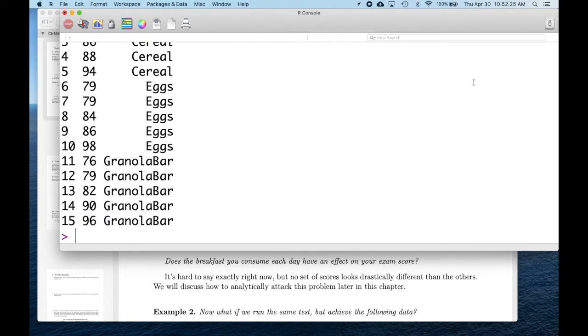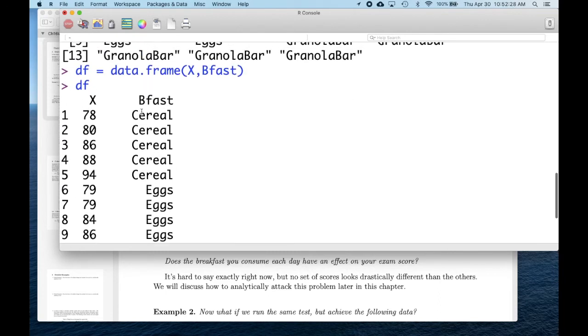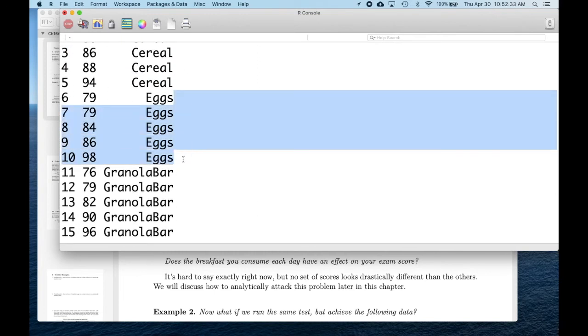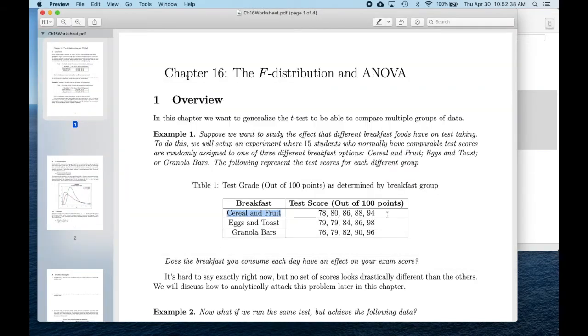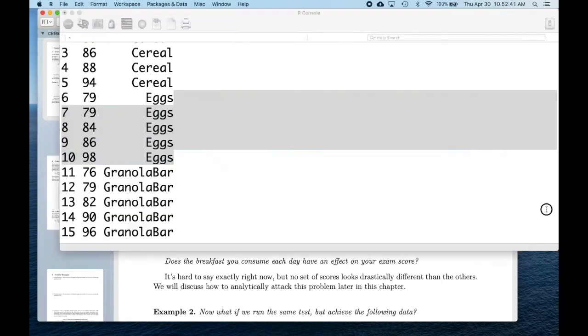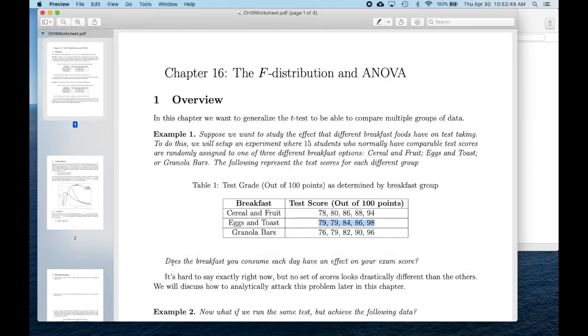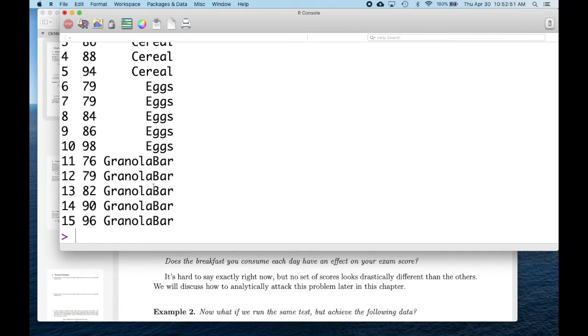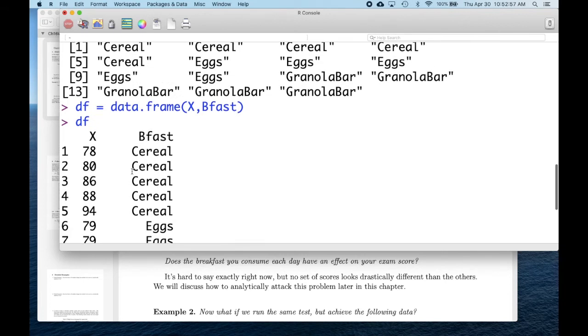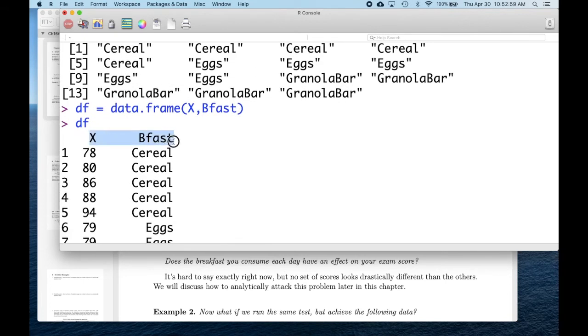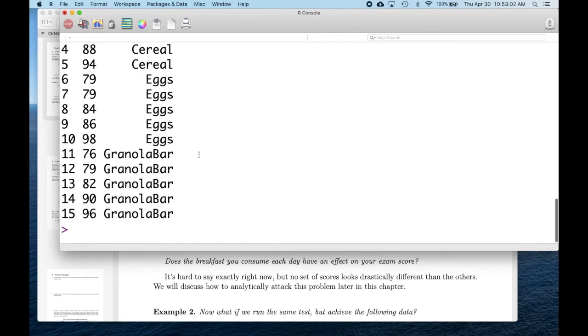What that's going to do is take our set that we have, and we had our first 5 values that were cereal, our next 5 values that were eggs, so 79, 79, 84, 86, 98. Okay, so those values, and then the next 5 values were granola bar. So this is how we're associating the test score to the different cereal. And that's really the hard part of running an ANOVA test, is constructing this data frame in such a way. But remember that we called this capital X and breakfast.